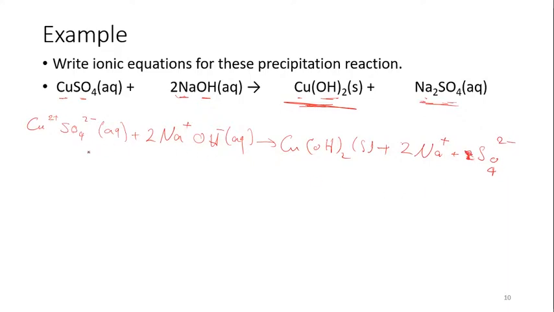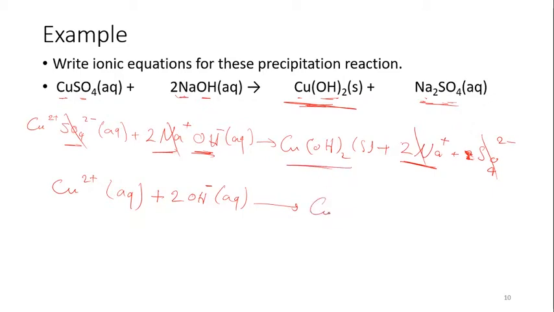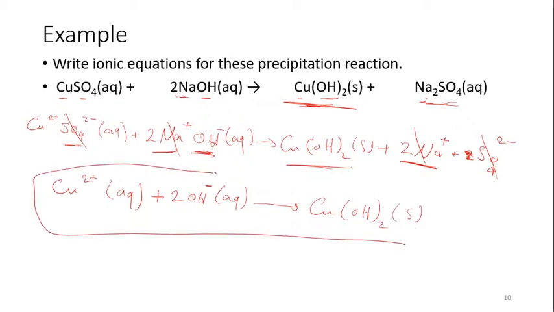I will cancel now the parts that appeared on both sides of the equation. I have here sulfate appeared on that side and that side. The sodium appeared on that side and that side. I will cancel them. Now I have the copper ions in that part, and here the hydroxide, to give me copper hydroxide, which is a solid state. So this is my final ionic equation.